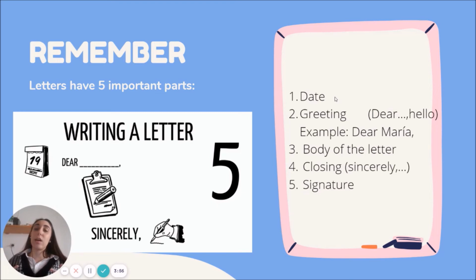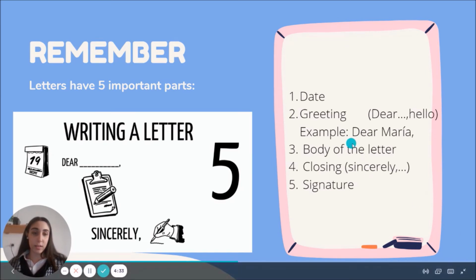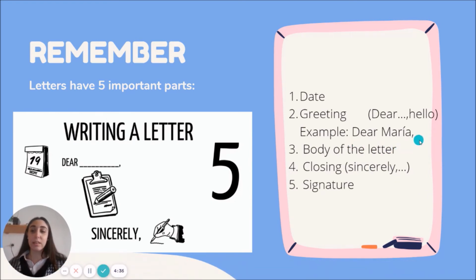Then we have the greeting. It's like saying hello. It's presenting yourself, right? You can do it saying "Dear Maria," and then you write a comma. Like I said, it's really important to use this comma at the end of the sentence, right? But you don't have to say "Dear" if you don't want to. You can also say "hello" or "hi," but it's a formal letter, so you cannot use "hi," right? You have to use "hello," like "Hello, Pablo," comma. It's really important that you use the comma. Here I wrote this example, right? "Dear Maria," and then the comma.